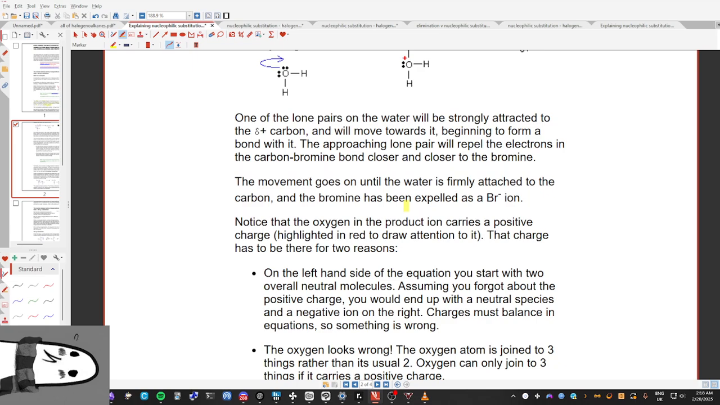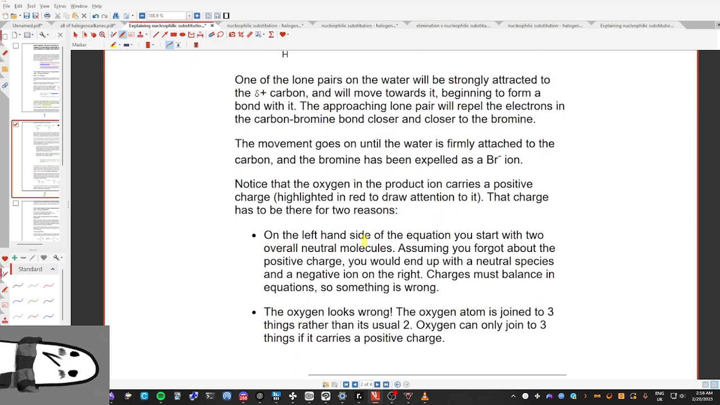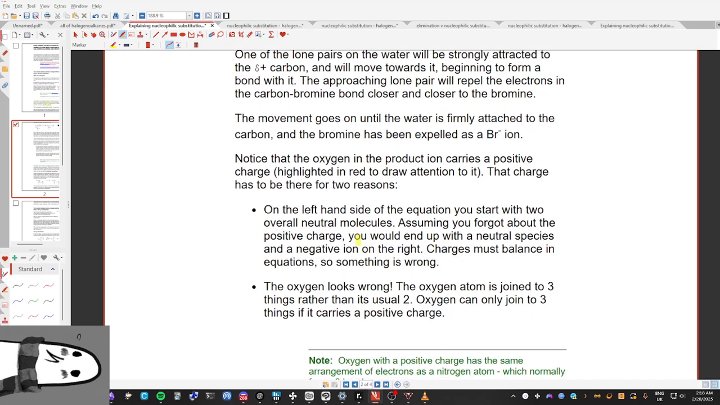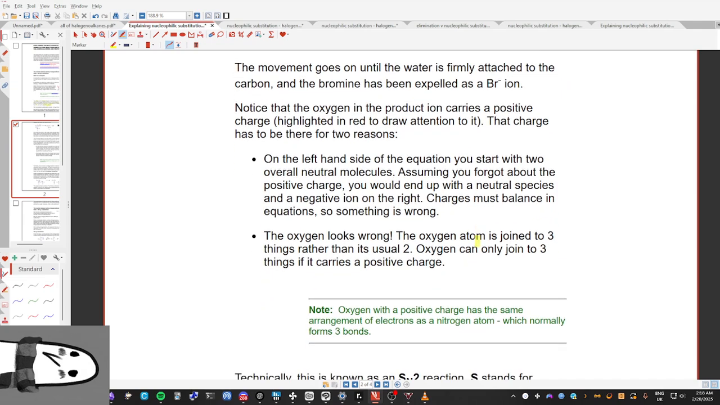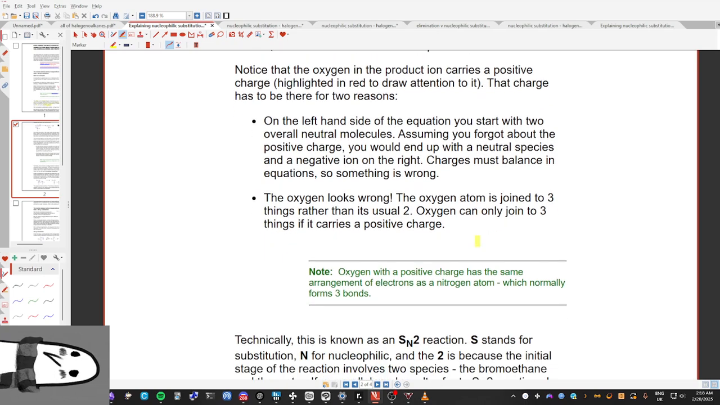The movement goes on until water has been attached to the carbon. Yep, notice how the oxygen product ion has that charge, which has to be there for two reasons. On the left hand side of the equation, you start off with 2 overall. Assuming you forgot, yep, that's wrong. Oxygen looks wrong: the oxygen atom is joined to 3 things rather than its usual 2. The oxygen can only join up to 3 if it carries a positive charge. Oxygen with a positive charge has the same arrangement of electrons as the nitrogen atom, which normally forms 3 bonds.